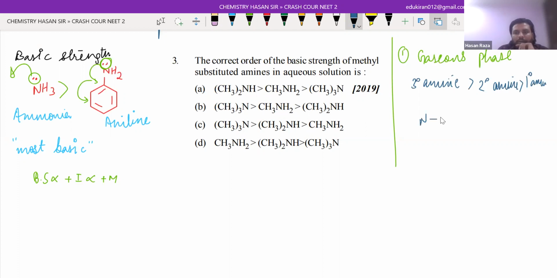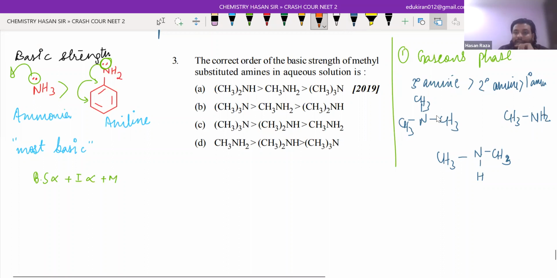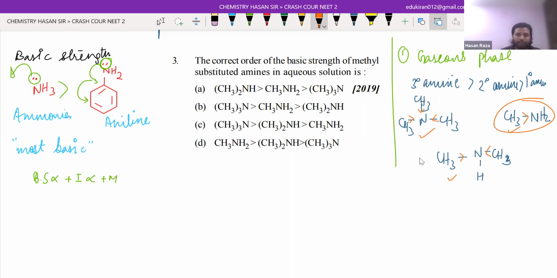So you know that 3-degree amine is surrounded by 3 alkyl group, and 2-degree amine is surrounded by 2 alkyl group. This is your hydrogen, and 1-degree amine is surrounded by only 1 alkyl group, and alkyl group has plus I effect. So this 3-degree is supported by 3 alkyl group, and this 2-degree is supported by 2 alkyl group, and this is one alkyl group. So this will be the more basic in gaseous phase, and then this. The lowest basic will be this. Okay.